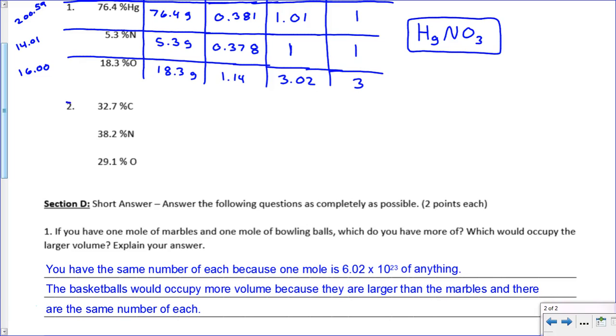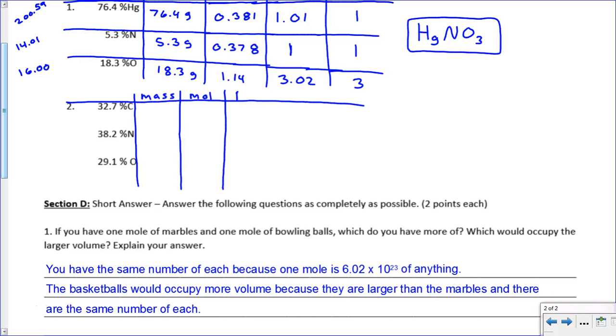For number 2, it's the same exact process. So we start here with mass, and then we go to moles, and then we do the ratio, and then we try and find the whole number ratio.